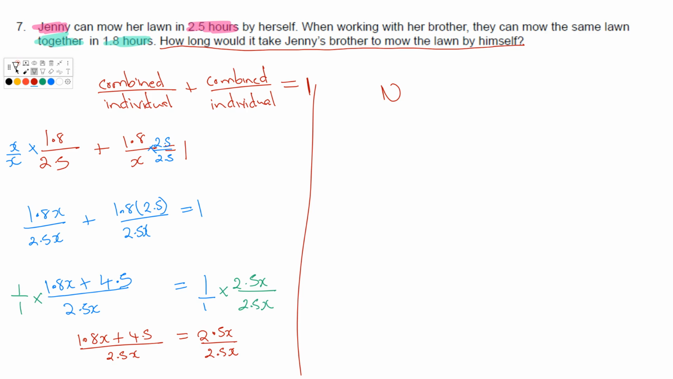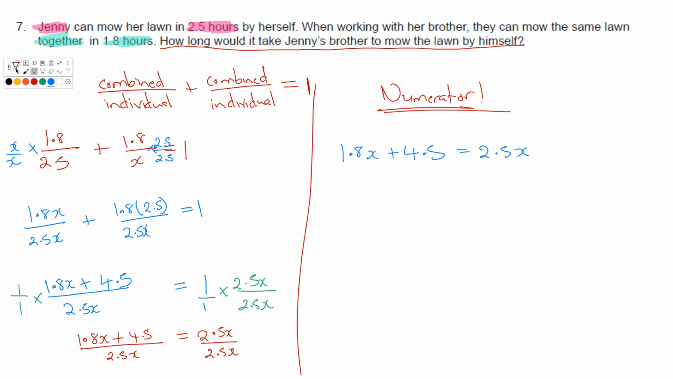So we have the numerator. I'm just labeling it so we know what we're working with. So from the numerator, I know that it's going to be 1.8x plus 4.5 equal 2.5x. And so let's go ahead and solve.